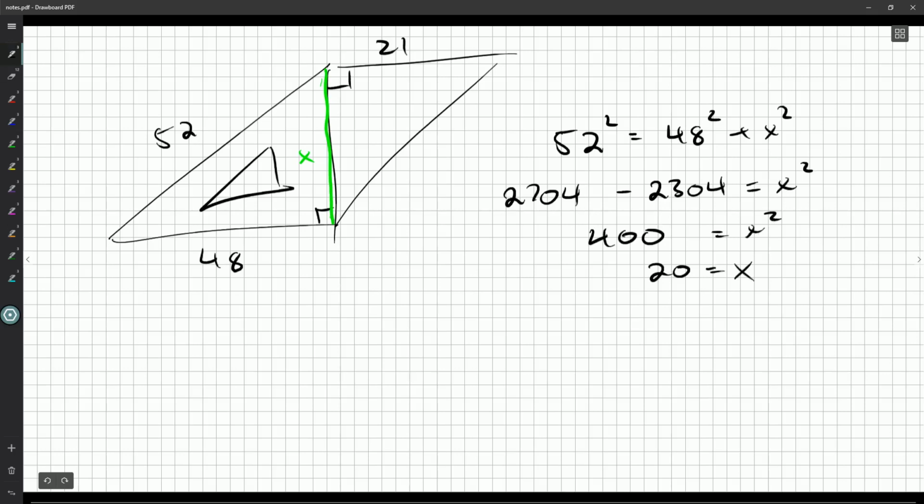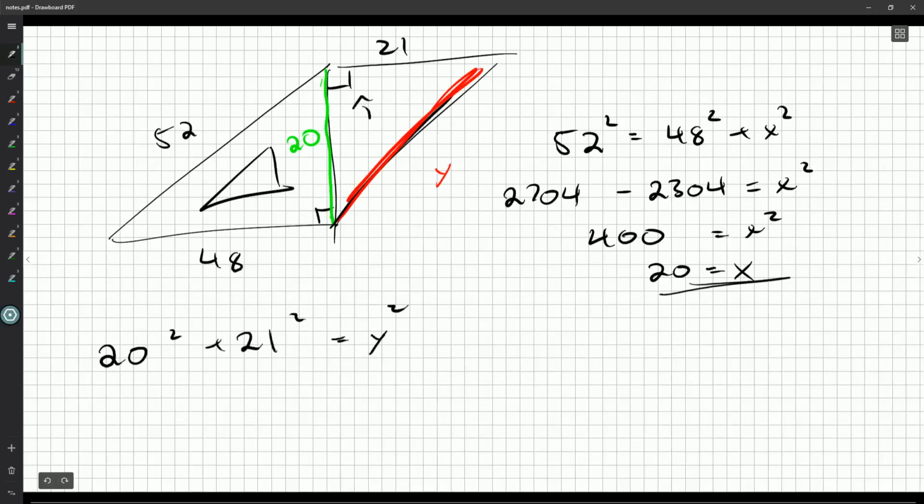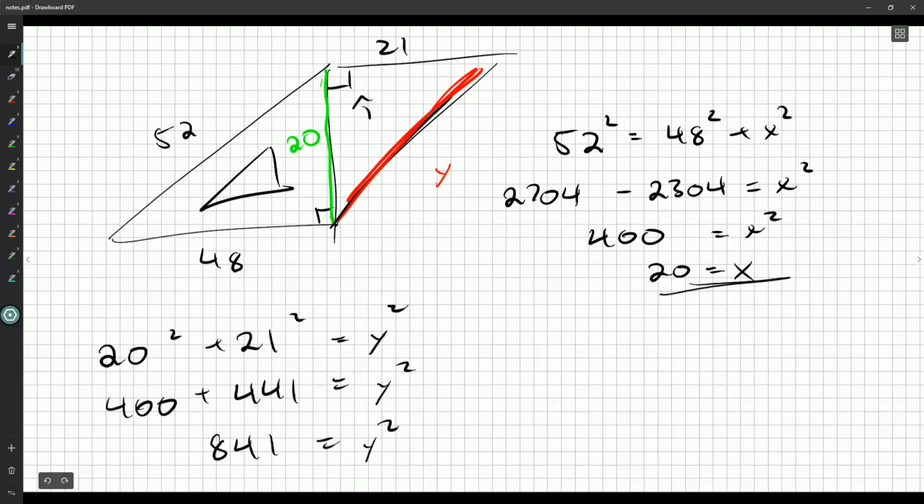So it looks like I did happen to guess right, but I'd like to point out I didn't actually know that when I started the question. I don't look up the answers to these things before I do the videos. So we got a 20 there, and now we can finish things off. The side that we want, this red side here, which we might call y, is the hypotenuse of a right-angled triangle. So 20 squared plus 21 squared must be y squared. 20 squared is 400, 21 squared is 441. You add them together, you get 841, and that's y squared. Then you square root, and y is 29.